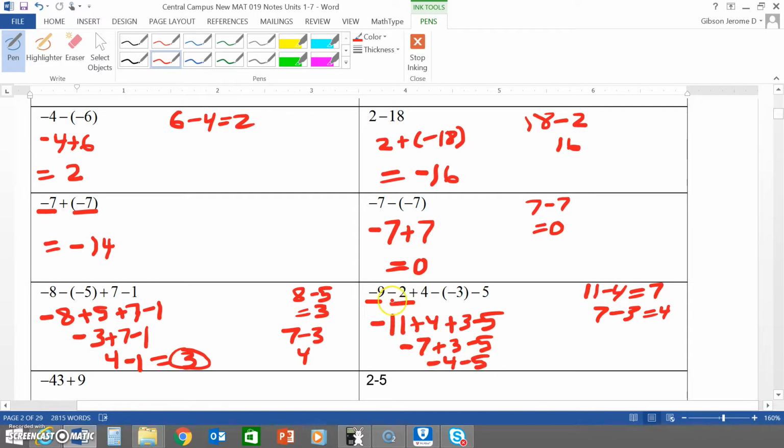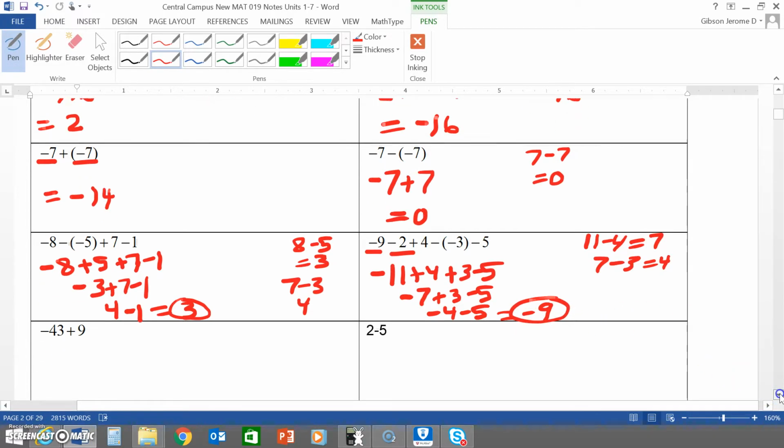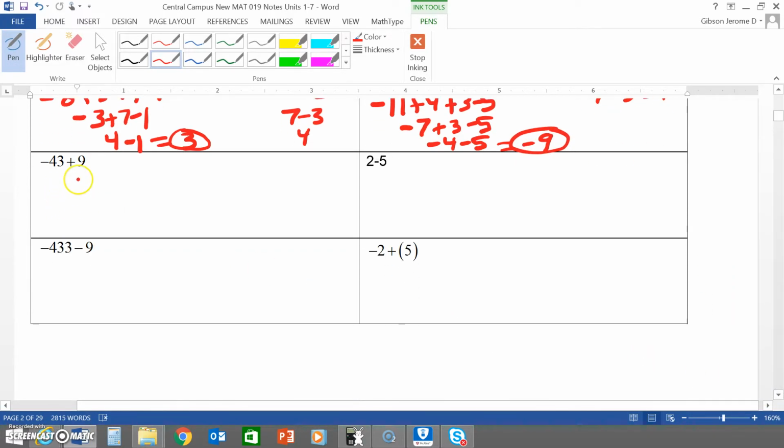Now, just like we did up here, they have the same sign. Negative 4 minus 5 is a negative 9. Now we scroll down. We have negative 43 plus 9. Now, they have opposite signs, so in our head, we will be thinking 43 minus 9, which is 34. But since the 43 is larger and it has the negative sign, it would be a negative 34.